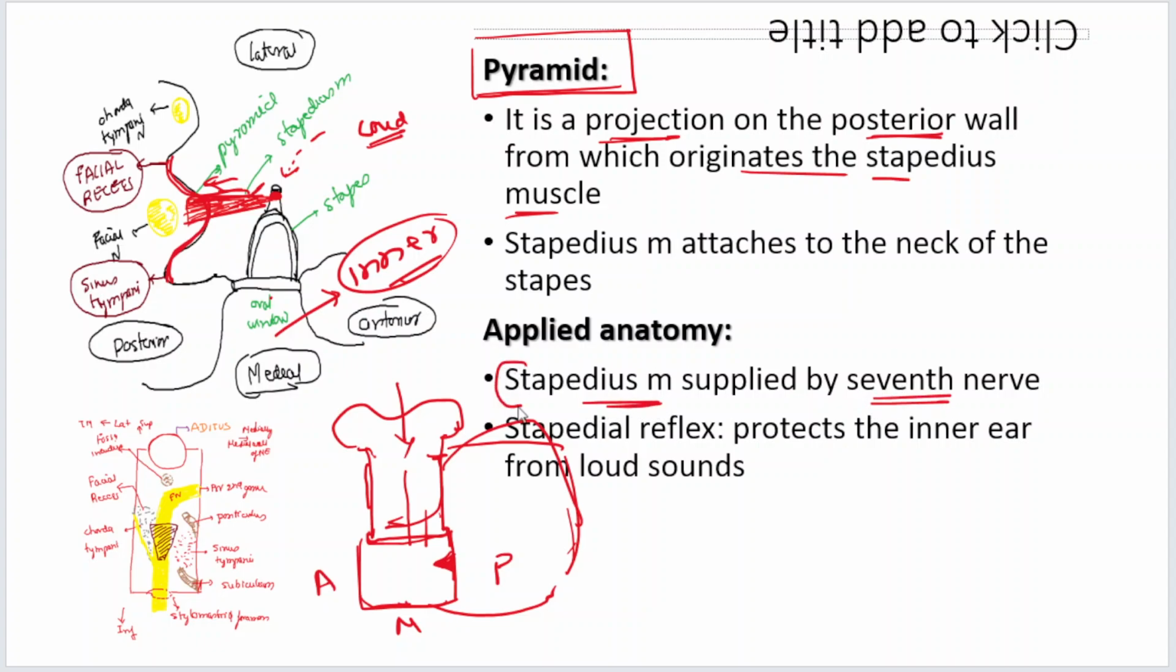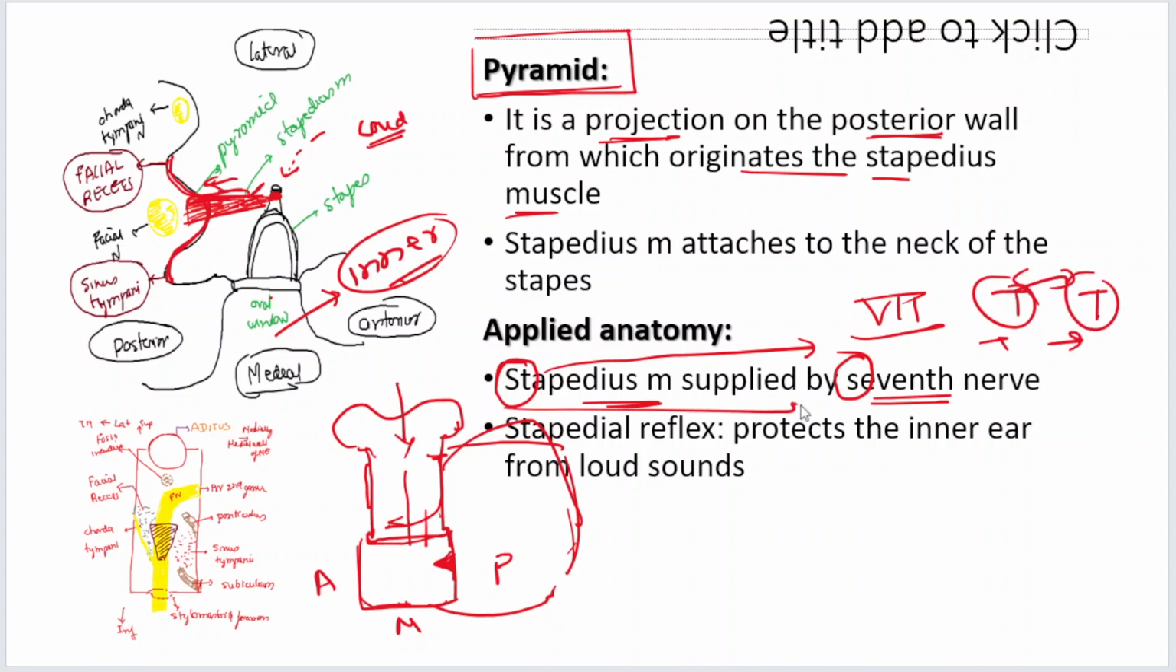Luckily for us, stapedius starts with S, and S starts with the 7th nerve. So you can remember stapedius is supplied by the 7th nerve. That is nothing but the facial nerve. Okay, tensor tympani is supplied by the trigeminal nerve. Tensor tympani, T is supplied by T. Here S is supplied by S.